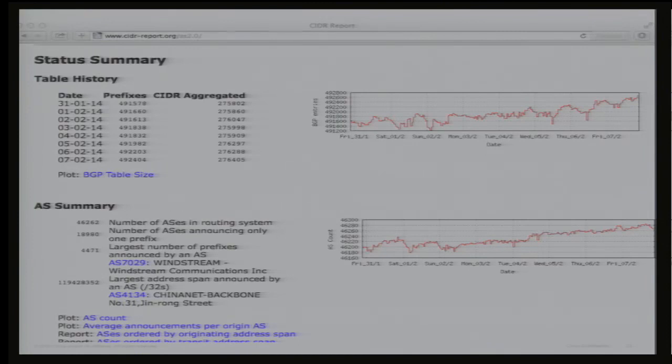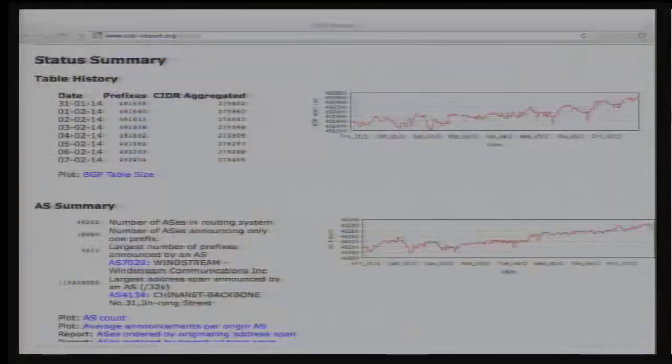Also, in the summary, you see the total number of ASs, the AS summary. It shows you the ASs that are advertising only a single prefix, which is good practice if they have just one prefix block assigned. The largest number of prefixes announced was by Windstream, and that's 4,500. Largest address span means the longest prefix assigned, and that the prefix advertised is that much.